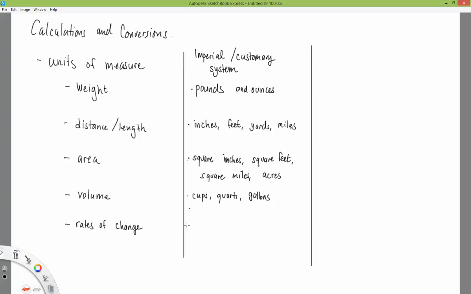And then rates of change. Probably the most familiar one will be miles per hour. That's for speed, distance over time. But there are many others, like feet per second, that's for speed. But then you can also have weight over time, or volume over time, not as often.